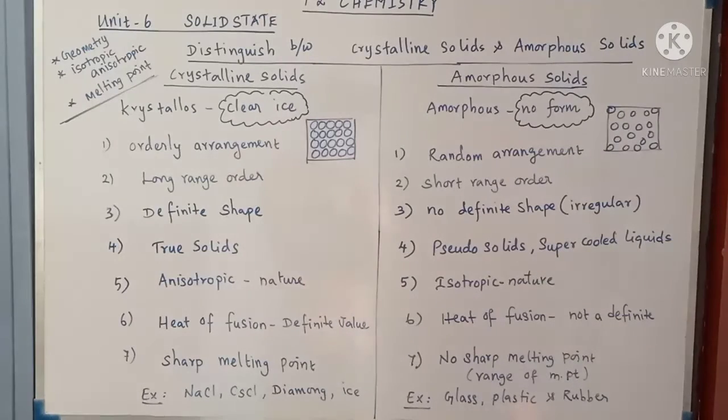Then the last point is a few examples of crystalline and amorphous solids. Sodium chloride, cesium chloride, diamond and ice are examples of crystalline solids, whereas glass, plastic and rubber are a few examples of amorphous solids.